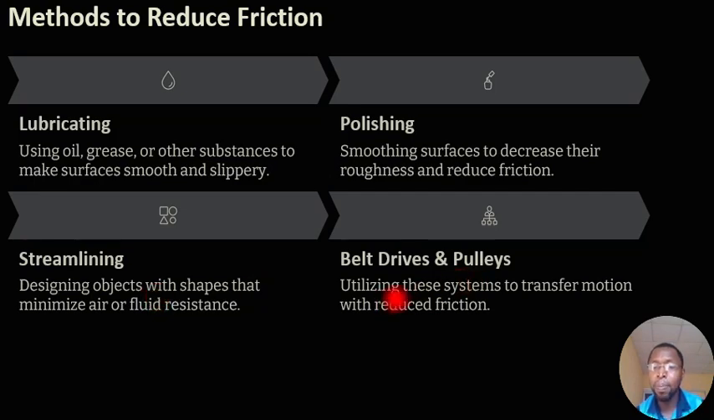And lastly is belt drives and pulleys. When we use this method, it also reduces friction. This one involves using a belt to transfer motion from one point to the other. This process too helps in reducing friction. So these are the four ways in which you can reduce friction between the surfaces in contact. All right.